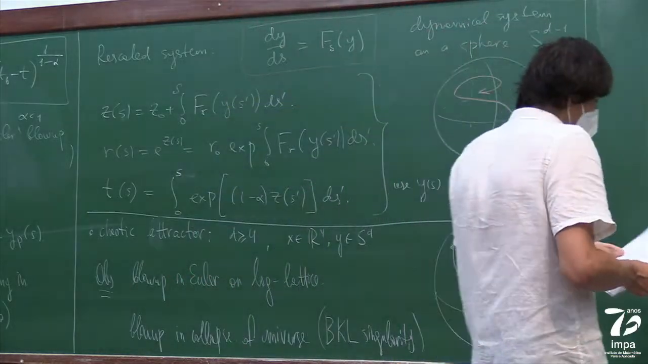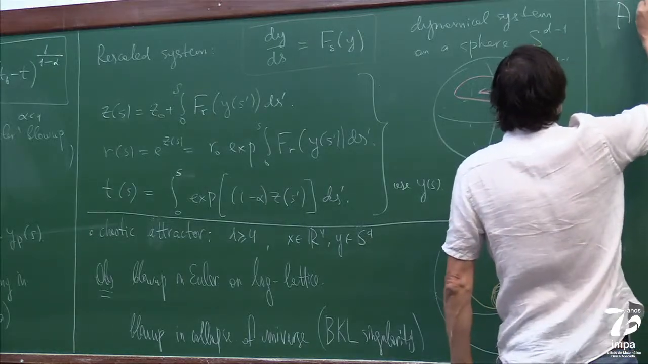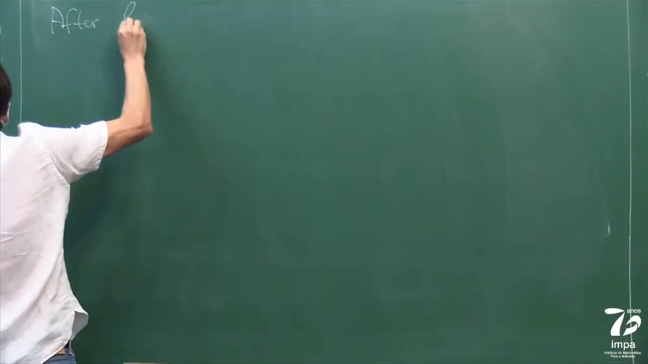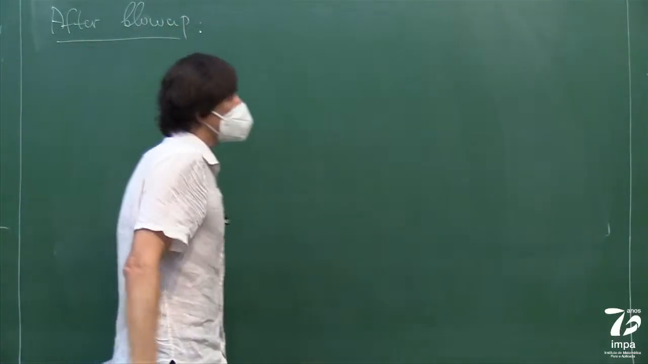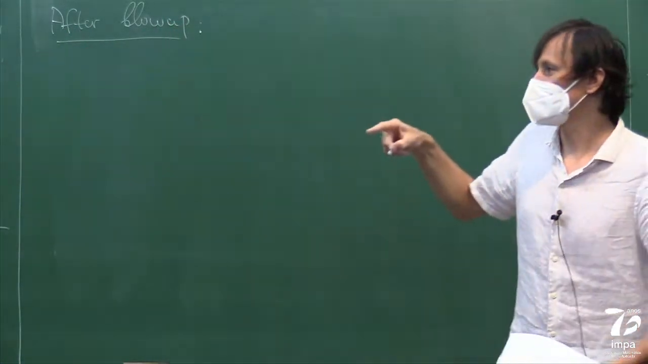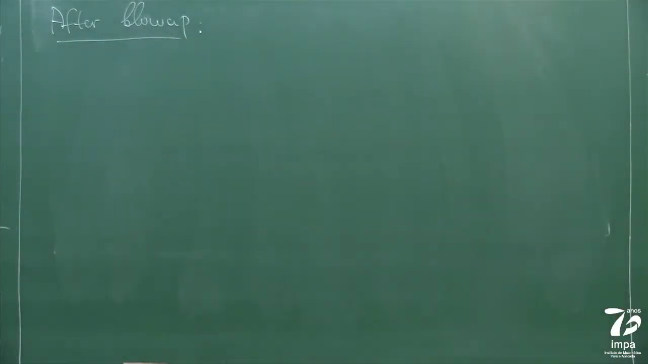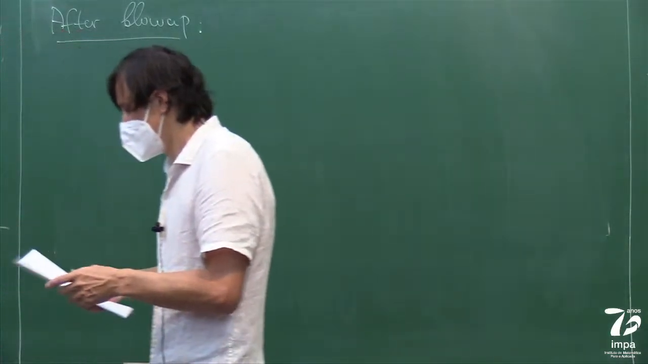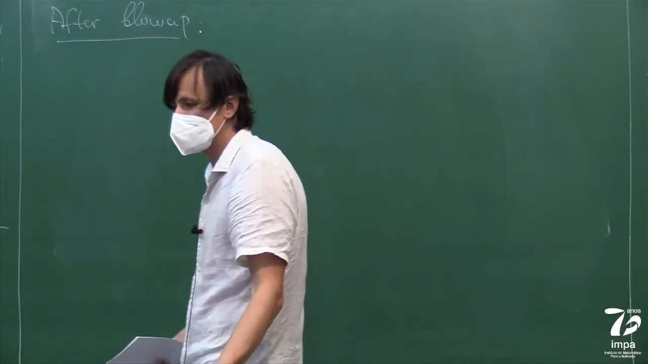So in a sense, this ODE really reproduces what's there. Okay, so now the next question is what happens after blow-up. We got to the singularity, and we want to continue. And we know that we cannot continue in the usual way, because there are infinitely many ways to continue. So we need to make a choice.